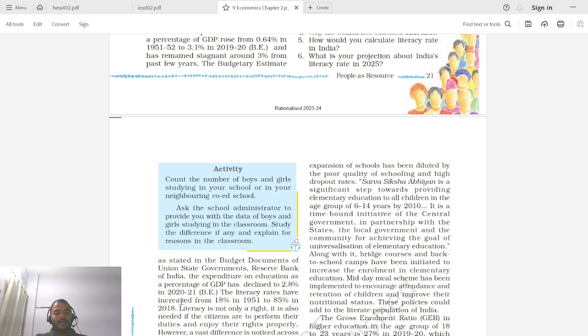The literacy rate has increased from 18% in 1951 to 85%. If you see the literacy rate, initially it was 18% in 1951, and now it has increased to 85% in 2018. So there is an improvement in literacy. Literacy is not only a right, it is also needed if citizens are to perform their duties and enjoy their rights properly.